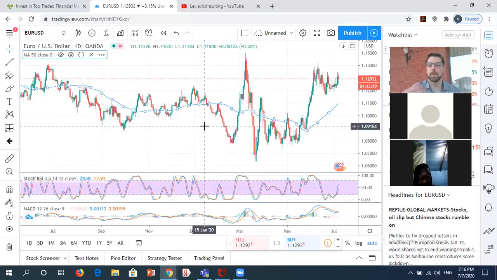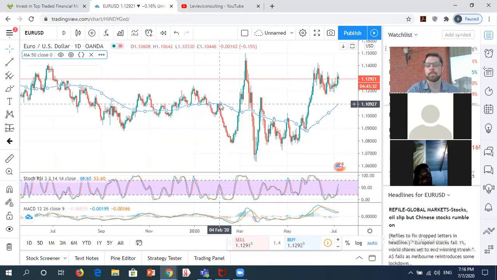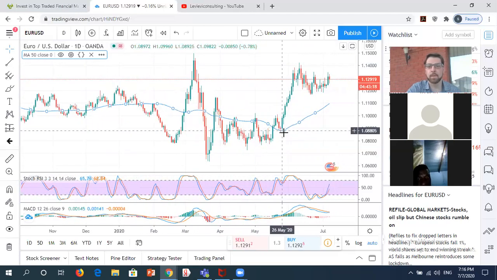Okay, so what is this? The moving average measures the last 50 days' average price. So when we're looking here, for example, at 4th of February, the 50-day moving average is here at 1.10. If we are looking at 26th of May, the 50-day moving average price is at 1.08. All right?